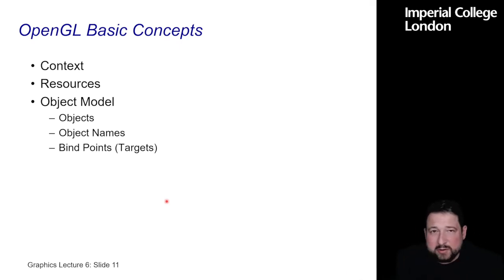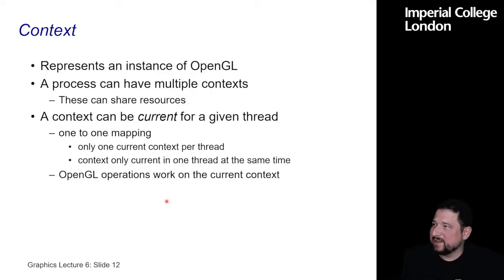Okay, OpenGL, very basic concepts. Most importantly, there's a context in which everything runs. Context is usually linked to your render area. There's one context in one application. You have resources, and there is surprisingly an object model with objects, object names, and bind points, targets. So this sounds a little bit strange. So let's look a little bit into what the individual parts are.